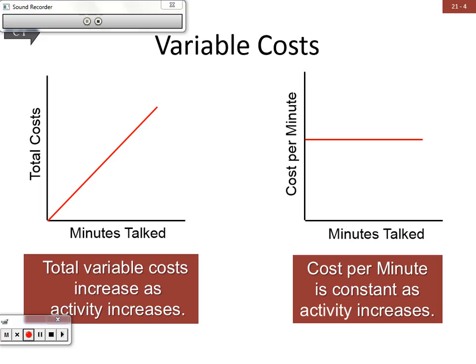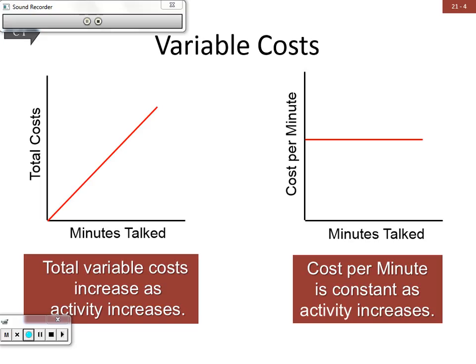Now, cost per unit does not change for variable. So even though variable means changing constantly, variable costs per unit are not going to change if activity increases or decreases, but the total costs do. So what's the difference between fixed and variable? Fixed cost, total cost, do what? Stays constant, right? But per unit fixed cost do what? Fluctuate based on volume or activity.